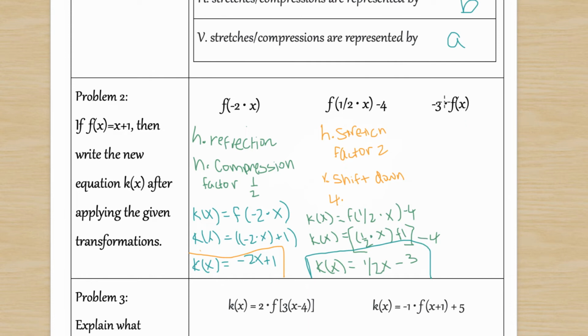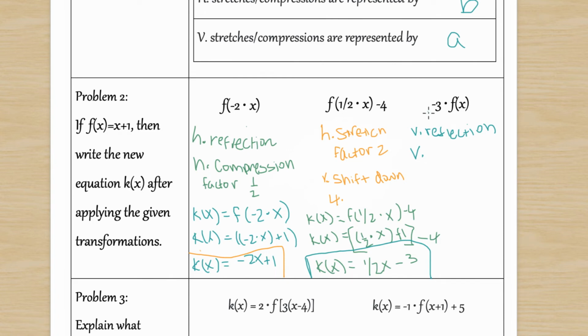The next one, we see a -3 being multiplied by the entire f of x function. So first thing we need to address is that negative right there. Since the negative is outside of the parentheses, we can conclude that this is a vertical reflection. So that is one of the transformations. Then we also have 3 that's being multiplied by f of x. Since the 3 is outside of the parentheses, this is going to be a vertical stretch or a vertical compression.